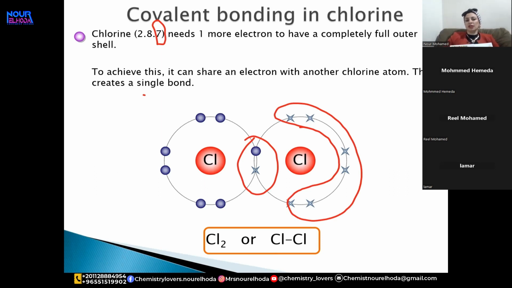Well, usually it's 2 marks. So again, I'm having in the outer shell 7 electrons. I'm going to use 1 electron only.